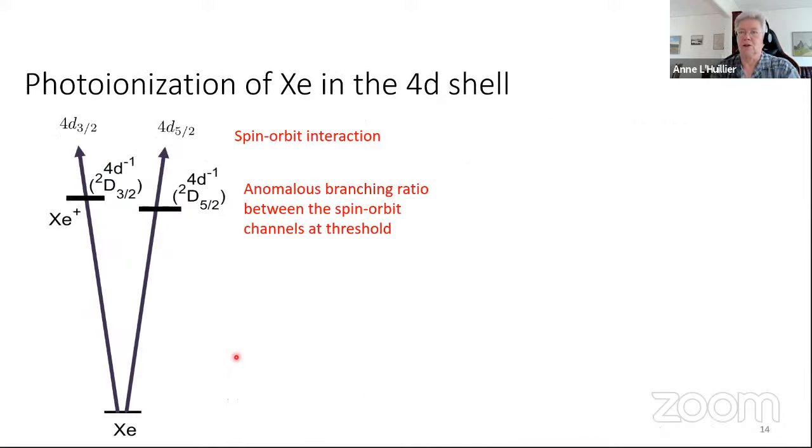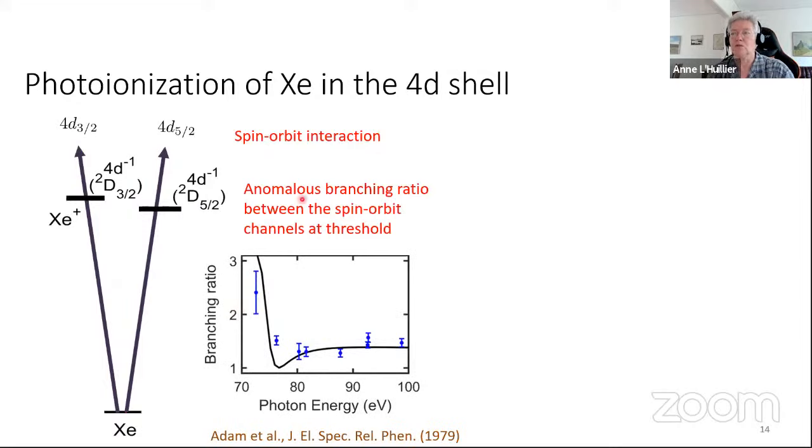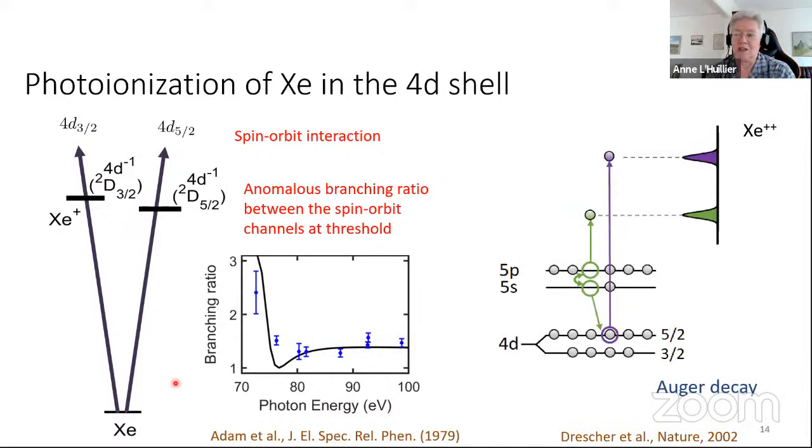What else do we have? Well, when you ionize xenon in the 4D shell, you can leave the ion in different spin-orbit states. And especially around threshold, you have an anomalous branching ratio between the spin-orbit channels. As you can see on this graph, the statistical branching ratio should be 1.5. You have that here, but here you have really something that happens at threshold, which indicates some effect of the spin-orbit interaction.